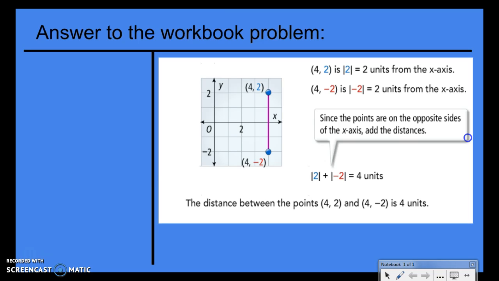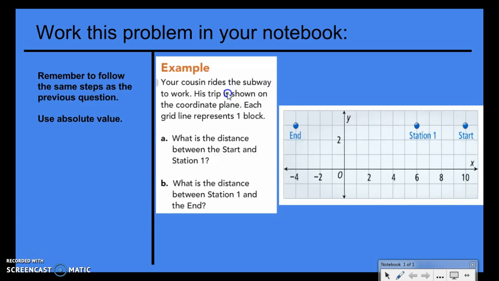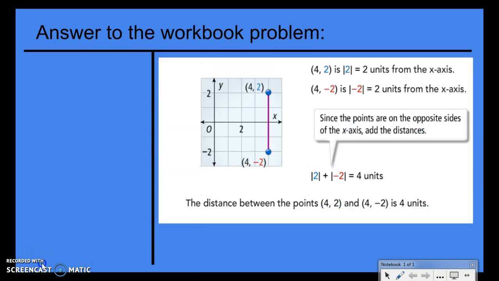So your (4, 2) is 2 units away from the x-axis. And you can see that it lines up with this 2 right here on the number line. It is lined up with this 2 right here, so this is 2 units up. Okay, this one down here is 2 units down.